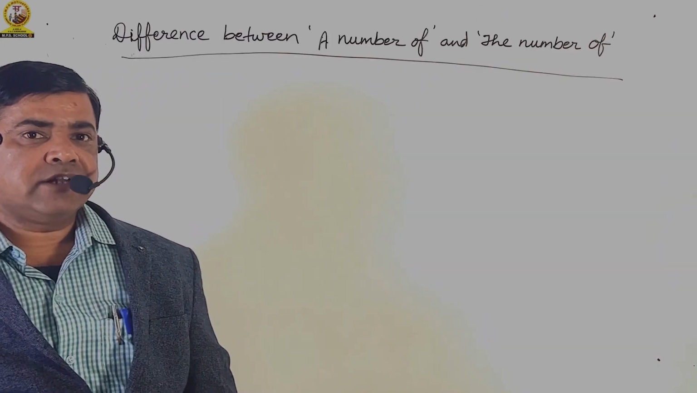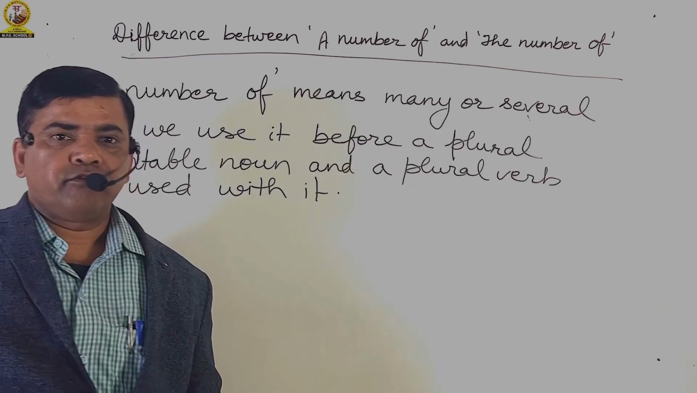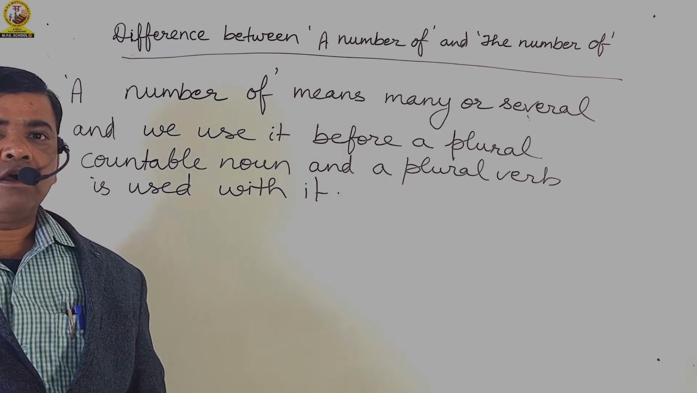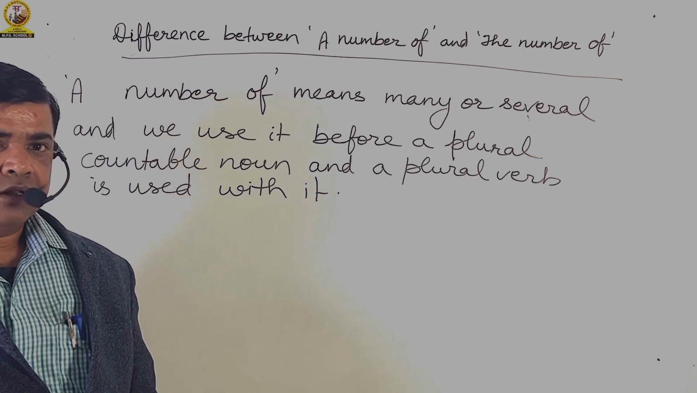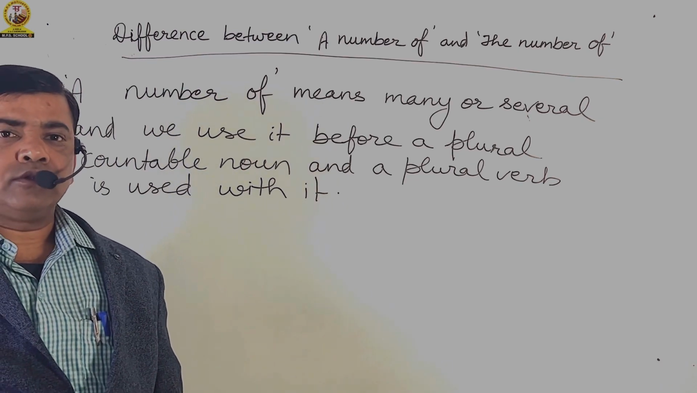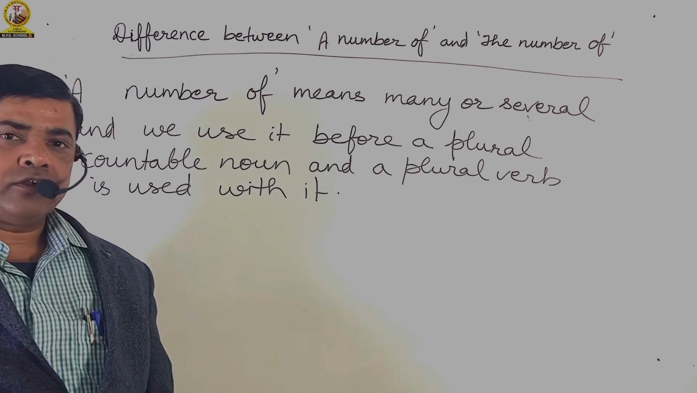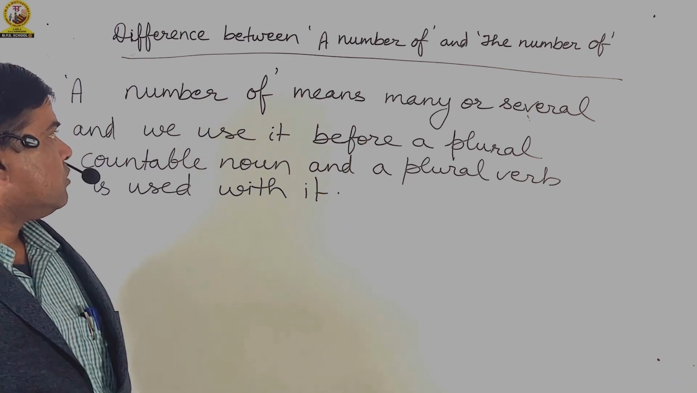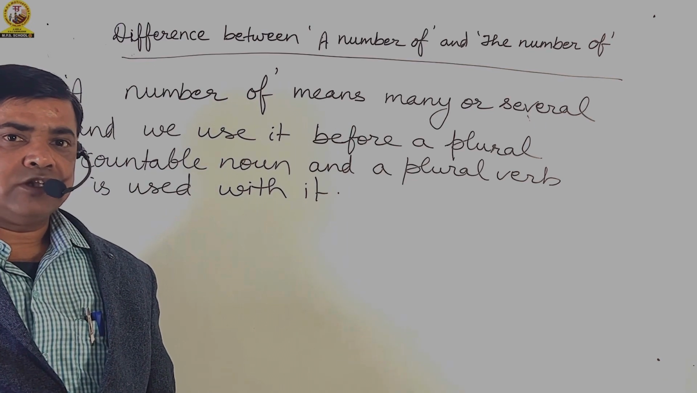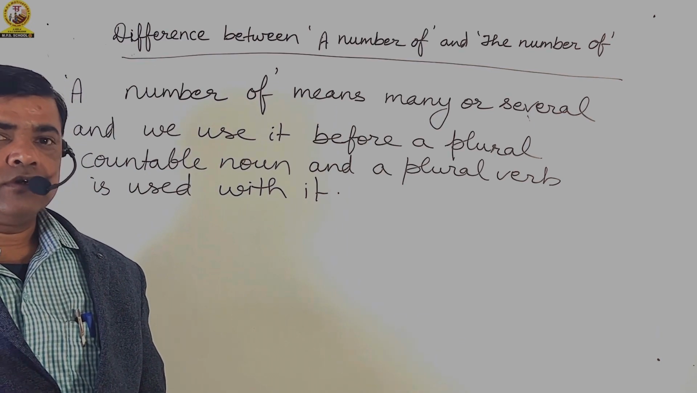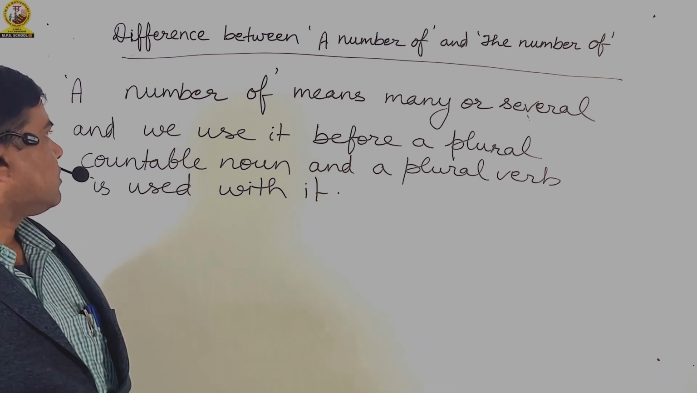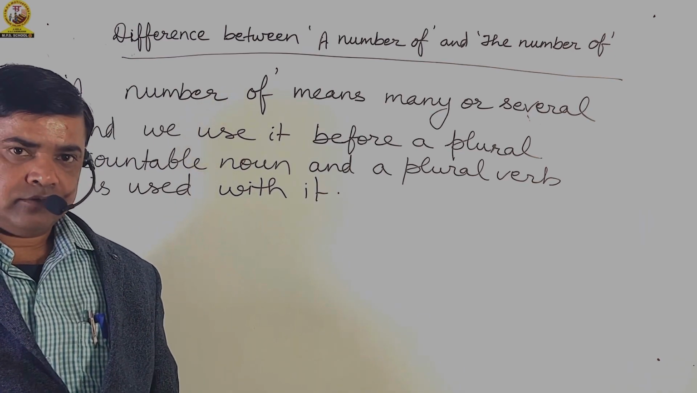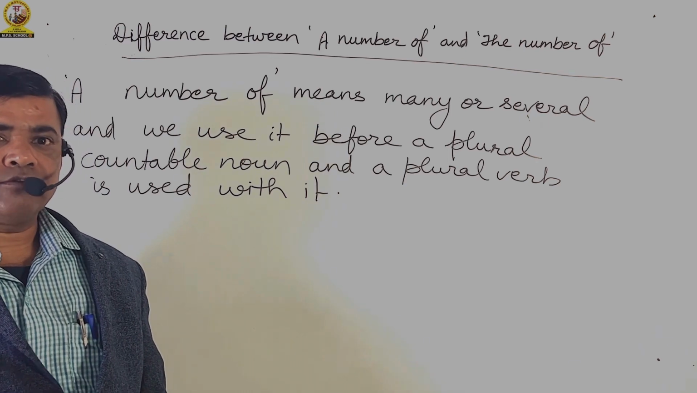Friends, now I am going to discuss with you the difference between a number of and the number of. What is the difference between a number of and the number of? Friends, we can take it as a note under the same rule. Friends, a number of means many or several. A number of का अर्थ होता है बहुत. Many का और several का अर्थ भी होता है बहुत. So we can say that the synonyms of a number of are many and several. We can also use a lot of in place of a number of.